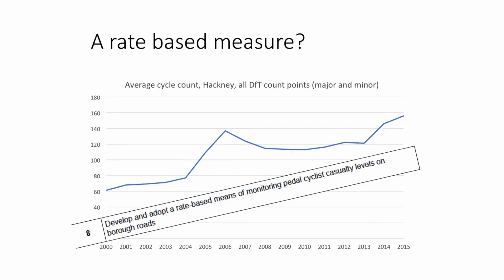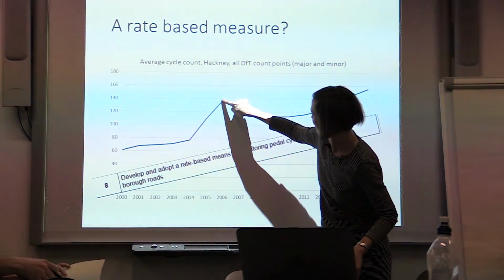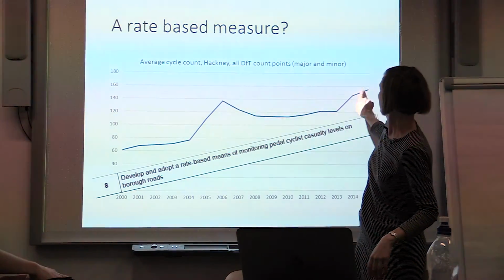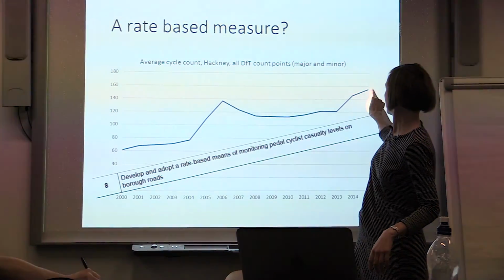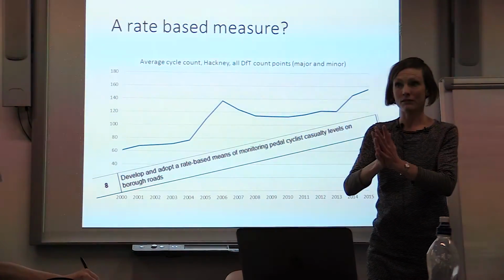So I developed a sort of simple rate-based measure. The Department for Transport counts cyclists and all other vehicles on various count sites every year. Now this is only about 60 count sites, mostly on major roads, but not exclusively. So I averaged out those counts per year. And you can see that counts, this is from 2005, it's sort of going up a bit. There's a bit of a curve, but then it goes up. So I'm using that data to derive a measure of risk.